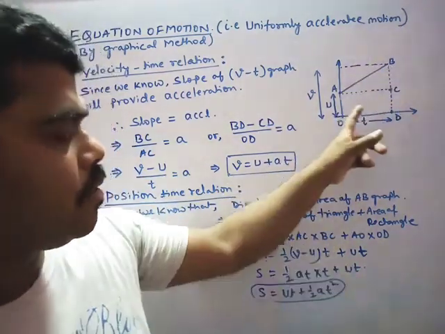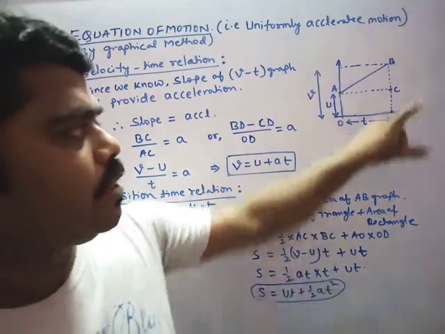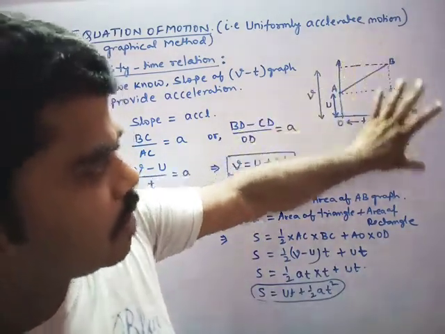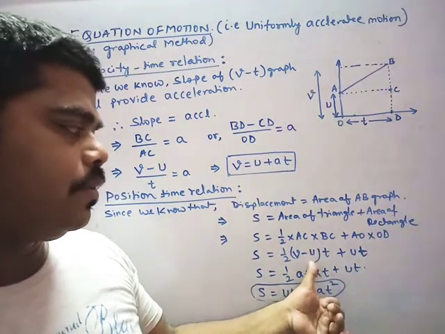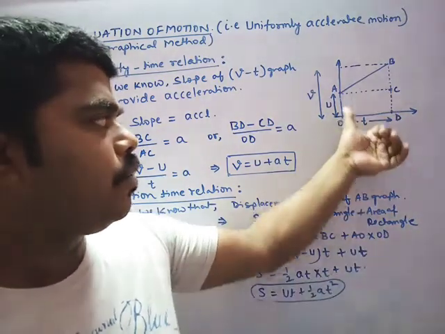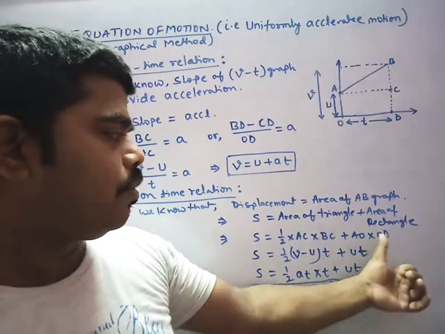What is AC? Sorry, AC is my T. What is BC? BC once again is V minus U. I've written here. What is AO? AO, you know it is U. I've written here U. OD is T.